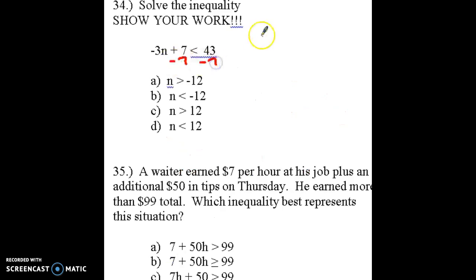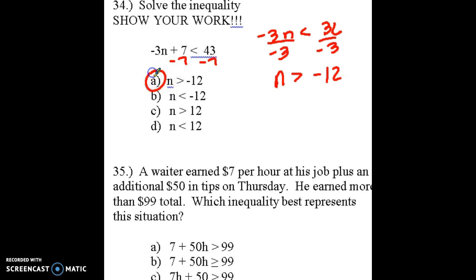Subtract 7 from both sides. Negative 3n is less than 36. Divide by negative 3. Anytime you divide an inequality or multiply an inequality by a negative number, you have to change the direction of your inequality sign. 36 divided by negative 3 is negative 12, so n is greater than negative 12.